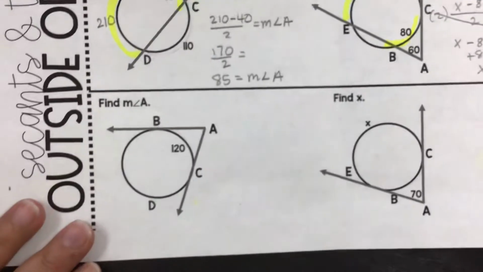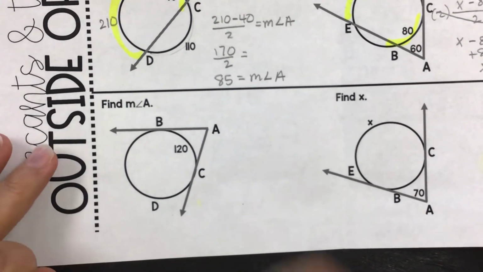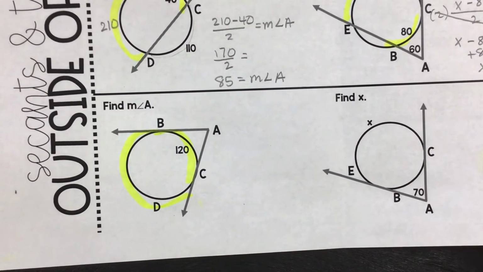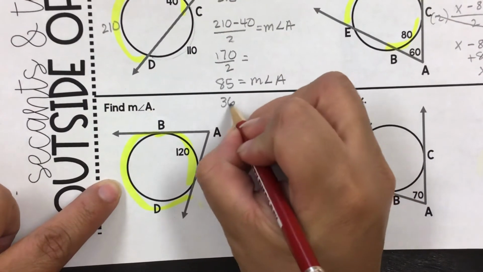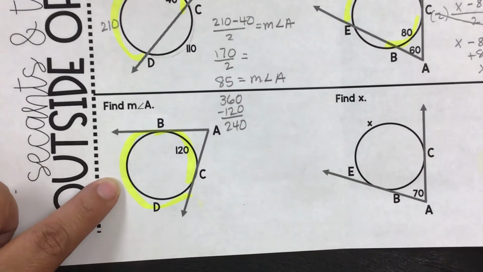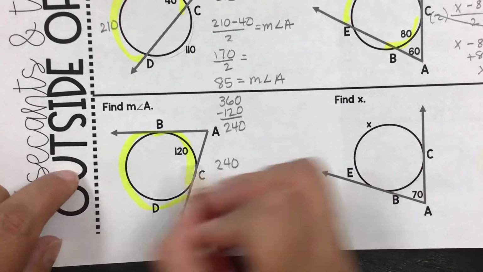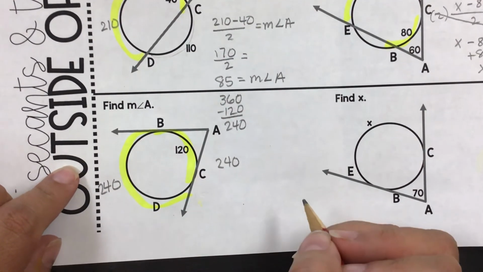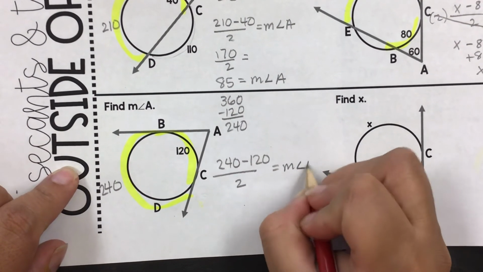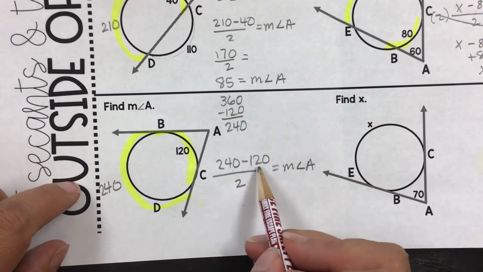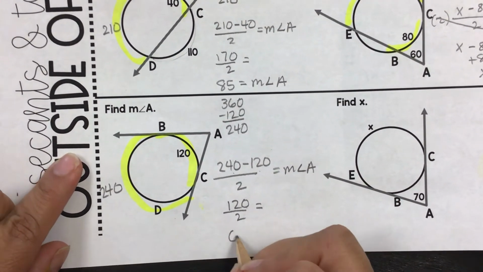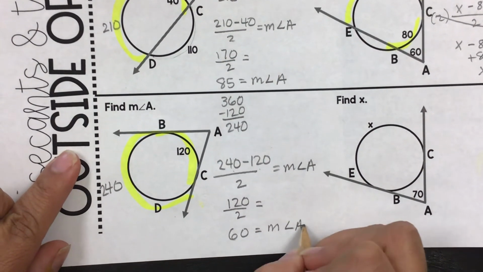And the last part is about tangents with tangents. I want to remind you that this arc plus this arc are always going to equal 360. So to get that measure, you're going to say 360 minus 120 is equal to 240. So for your formula, you're going to use 240, because that's this arc measure, minus 120 divided by 2 is equal to the measurement of the angle A. 240 minus 120 is 120 divided by 2 is equal to 60, is equal to the measurement of angle A.